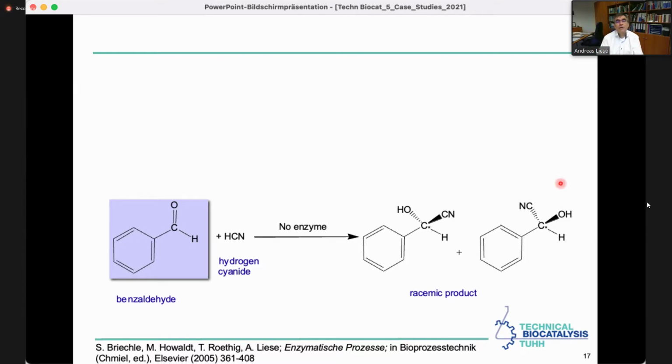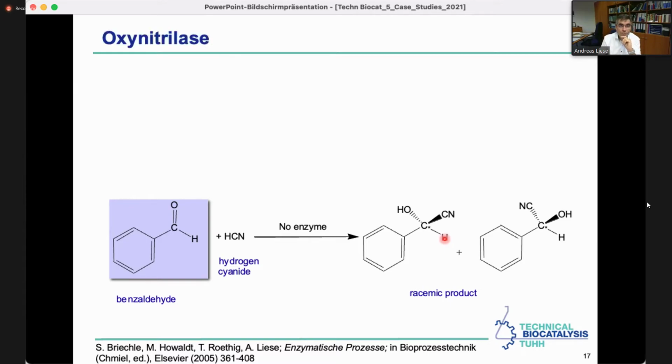Well, in the end, we have two compounds that we want to have reacted. That's an aldehyde, here on the left side, benzaldehyde, and hydrogen cyanide, so HCN. If we do not have a catalyst present, so no enzyme, and just bring these two compounds together in water, then we generate a one-to-one mixture, a racemic product, of the hydroxynitrile. That's just chemical synthesis, no catalyst, just adding these two compounds in water.